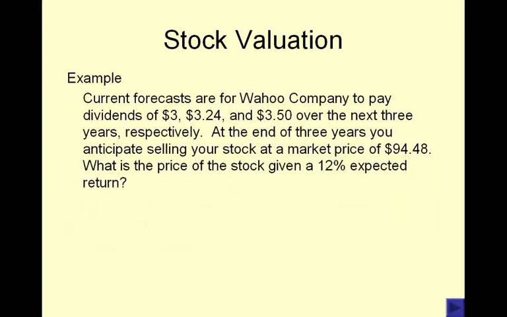Here's an example of stock price determination using the dividend discount model. Current forecasts are for Wahoo Company to pay dividends of $3, $3.24, and $3.50 over the next 3 years, respectively. At the end of 3 years, the market, or you, anticipates selling the stock at a market price of $94.48. So using this model, what is the price of the stock if your market capitalization rate is 12%, or your expected return is 12%?